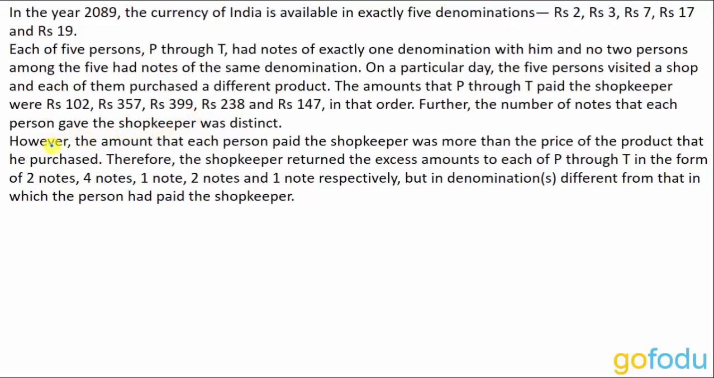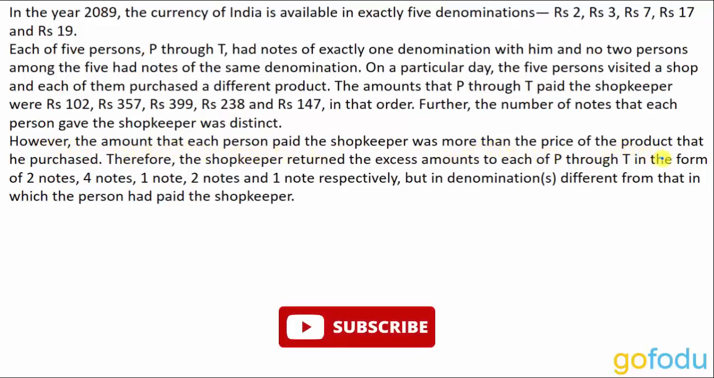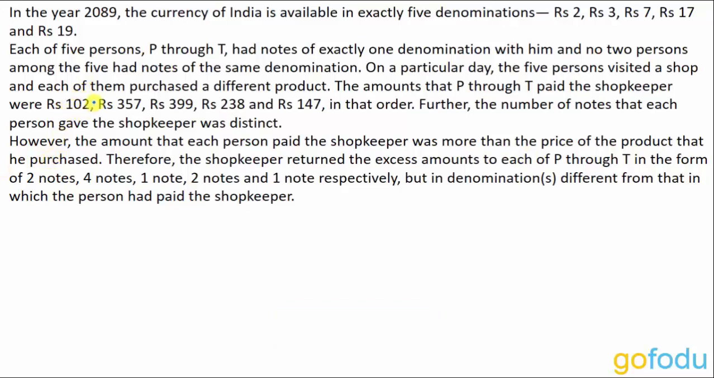Next, it's given that the amount that each person paid the shopkeeper was more than the price of the product that he purchased. That means if P paid 102, the price of the product will be less than 102, and the same goes for others as well. Therefore, the shopkeeper returned the excess amount to each of P through T in the form of 2 notes, 4 notes, 1 note, 2 notes and 1 note respectively, but in denominations different from that in which the person had paid the shopkeeper.